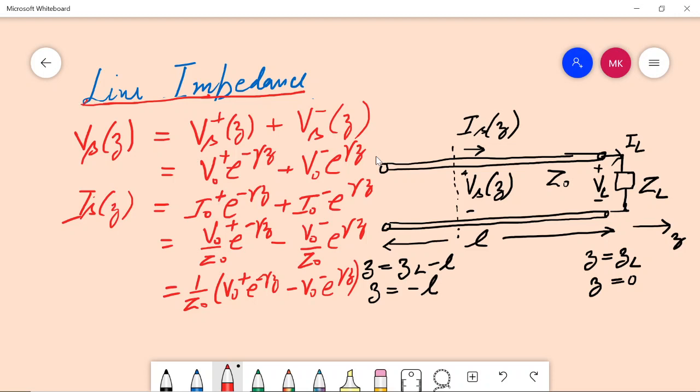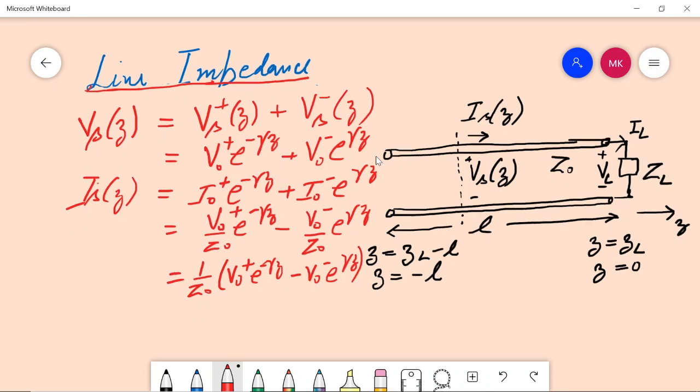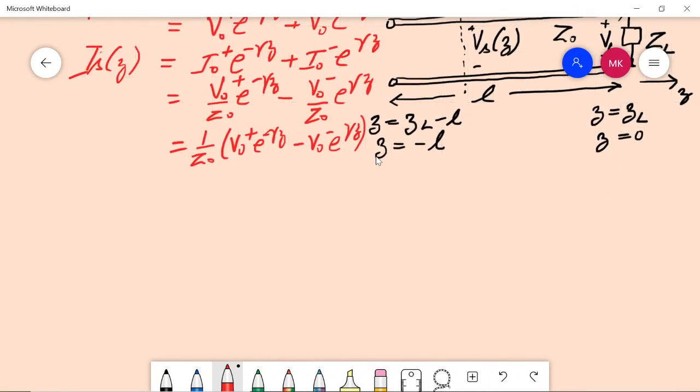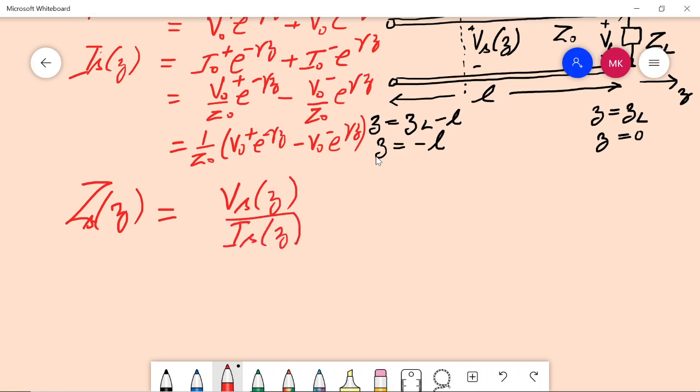So we have this one, Vs(z) and Is(z). So the line impedance is defined by Z. This is a phasor form. So Z is equal to the total voltage at point z divided by the total current Is(z). This is the ratio of the total voltage divided by the total current at a particular value of z.